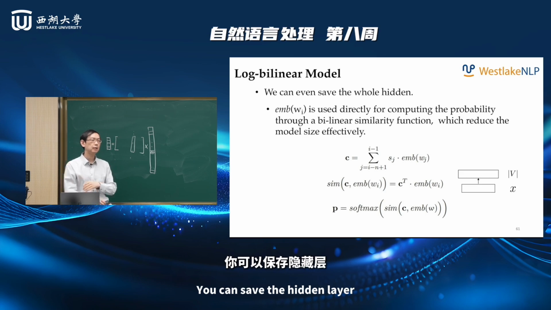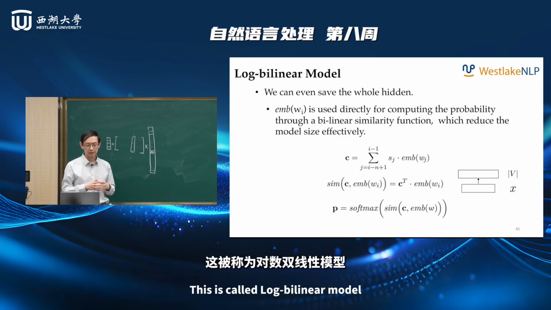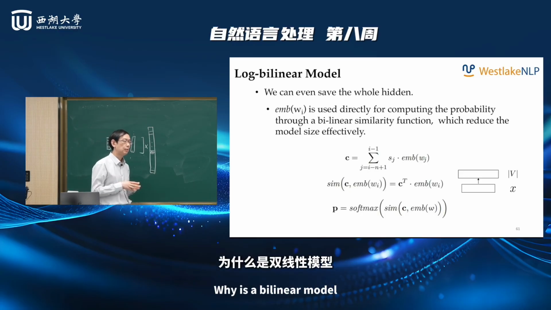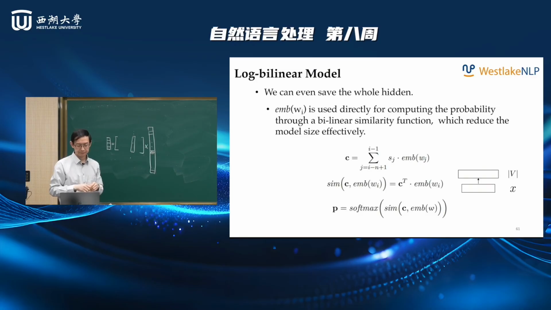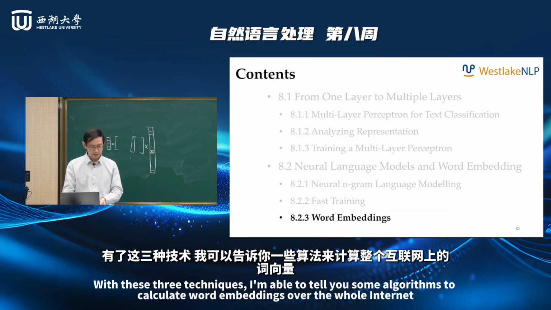You can save the hidden layer. This is called a log bilinear model. Why is it a bilinear model? Because the probabilities are the product of two linear representations. With these three techniques, I'm able to tell you some algorithms to calculate word embeddings over the whole internet.